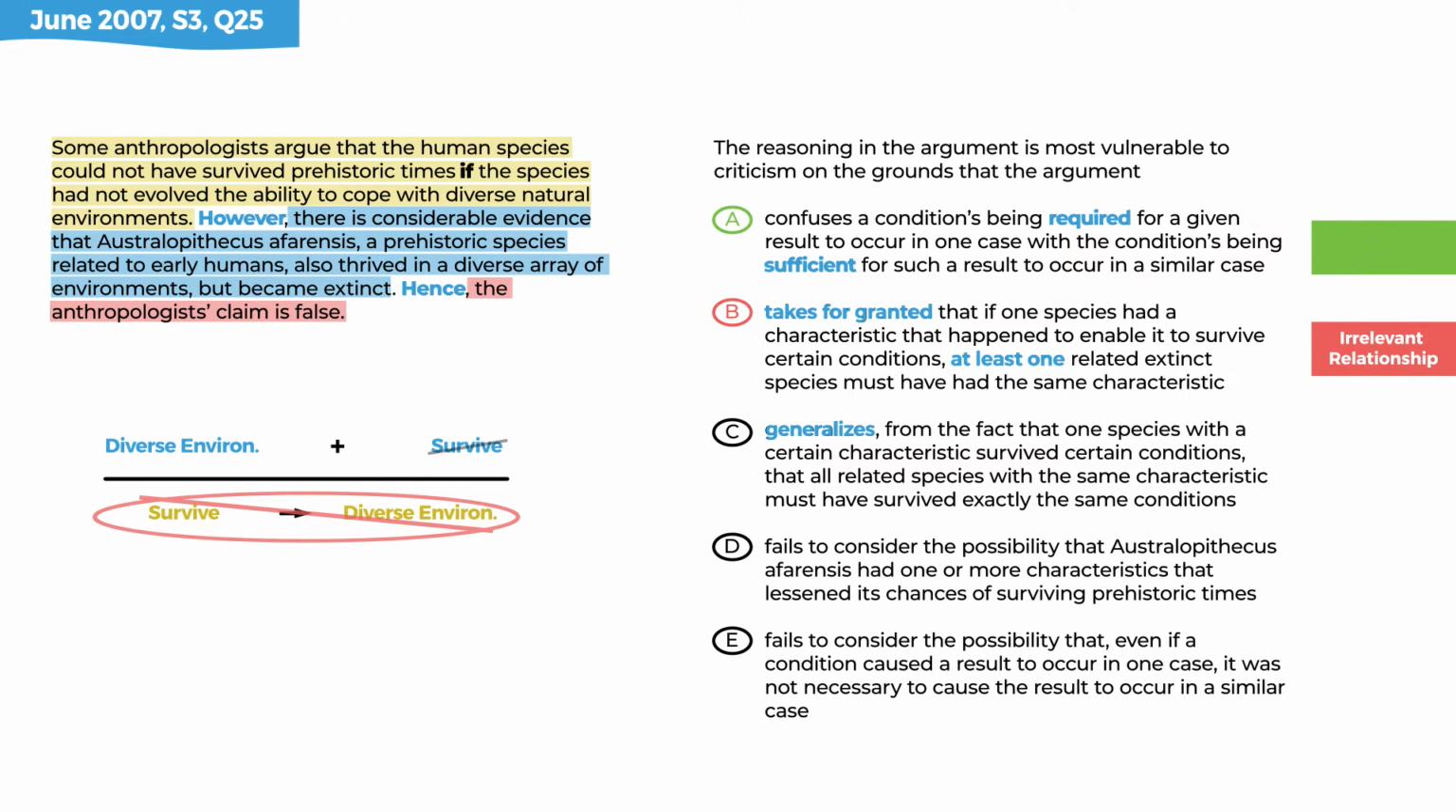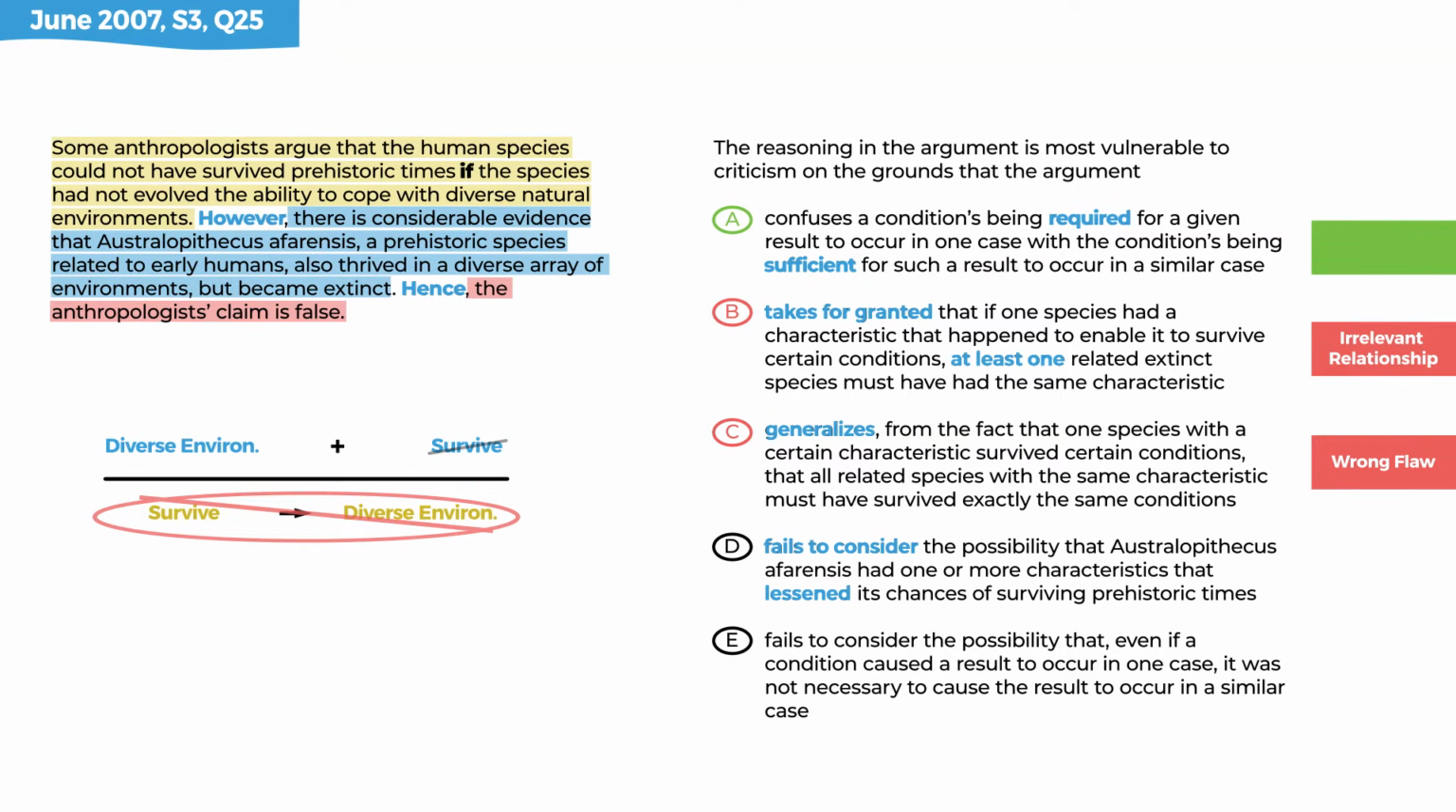So answer choice C is describing the wrong flaw. Answer choice D fails to consider the possibility that Australopithecus afarensis had one or more characteristics that lessened its chances of surviving prehistoric times. The key words here being that it fails to consider. So D is suggesting that the argument failed to consider something. This thing, in order for it to be the right answer, should weaken the argument.